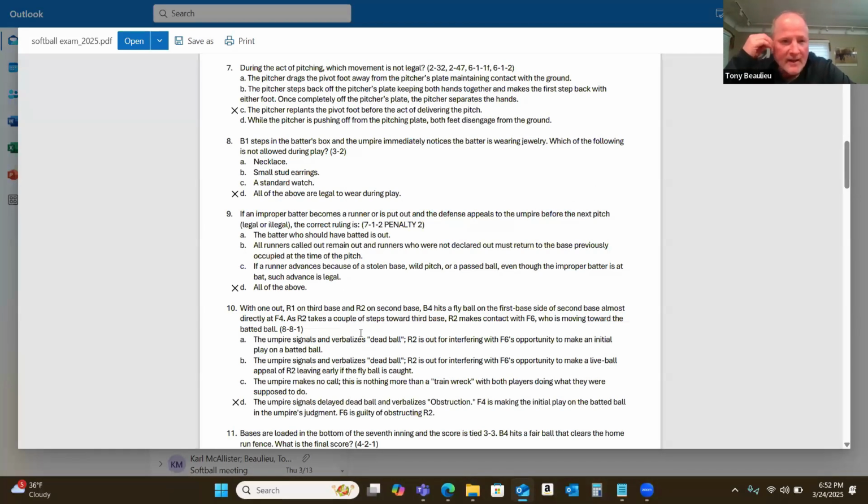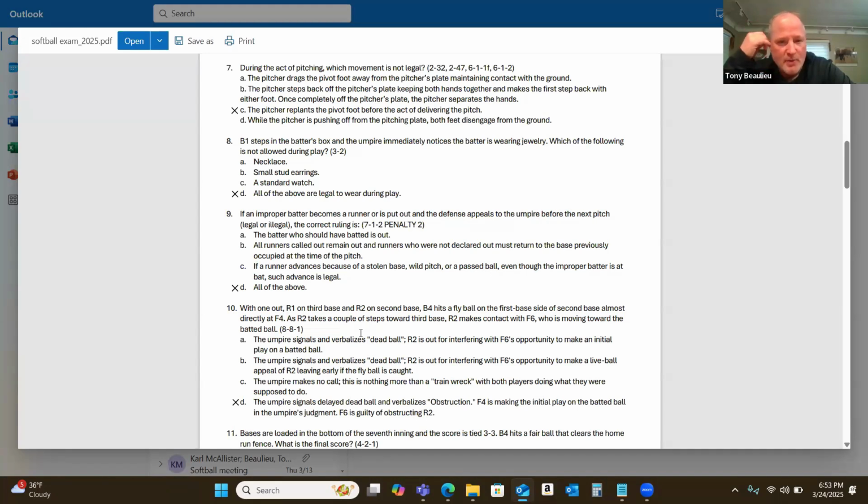During the act of pitching, which movement is not legal? The pitcher drags the pivot foot away from the pitcher's plate, maintaining contact with the ground. We know that that's not true because that's the typical motion that they do when they drag that foot. Pitcher steps back off the pitcher's plate, keeping both hands together. Keeping both hands together means the pitch is not started yet, so they can back up off the plate. Carl, stop me if I'm going too fast or if I say something incorrect.